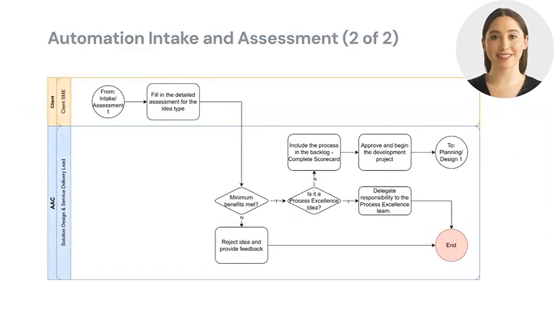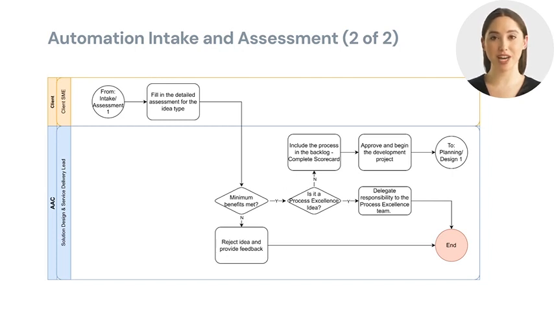Automation intake and assessment. Slide 2 of 2. When an idea is approved, the client SME fills in the detailed assessment for that type of idea. Then the solution design and service delivery lead evaluates if it brings the minimum benefits in order to be approved, according to the cost-benefit analysis provided by the AAH. If it does not, the idea will be rejected, and the client will be notified.